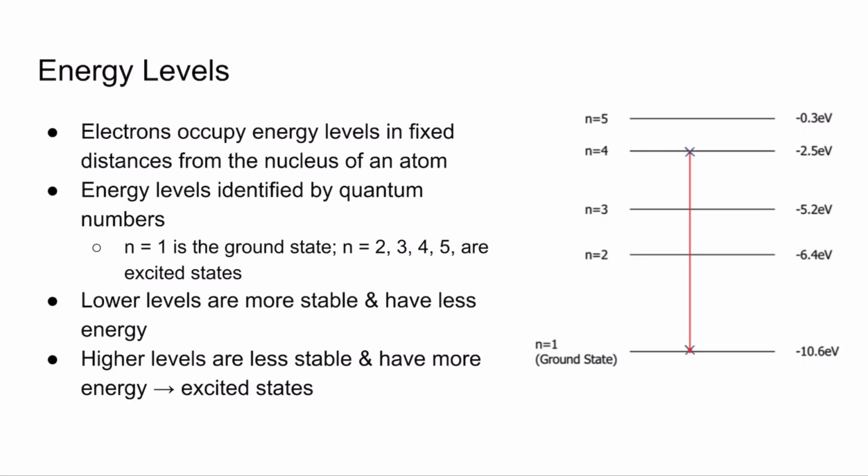Now, let's move on to energy levels. Let's focus more on this. So basically, electrons occupy these energy levels, which are fixed distances away from the nucleus of an atom. These energy levels have numbers. The ground state is 1, and all the numbers after that are excited states. Lower levels are more stable and have less energy, while higher levels are less stable but have more energy.